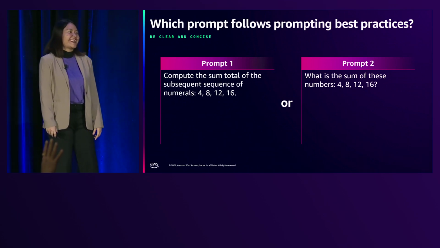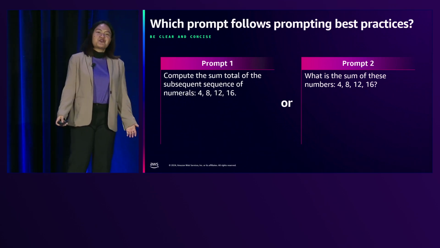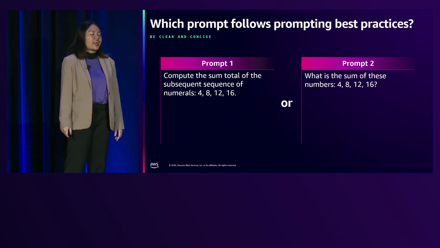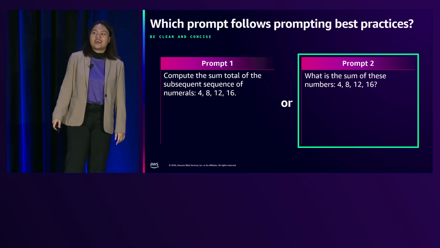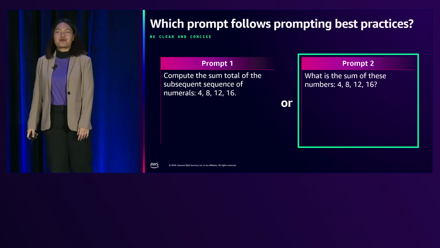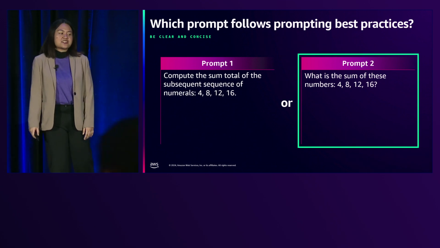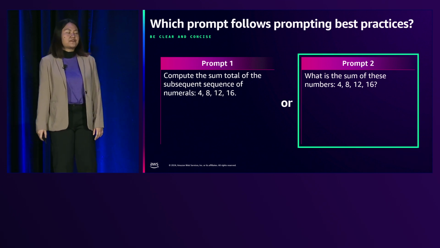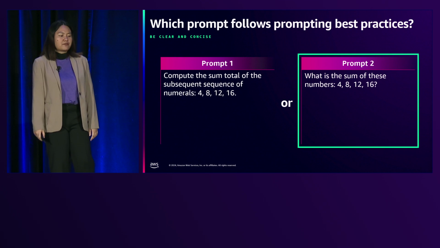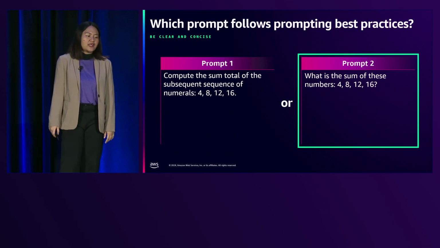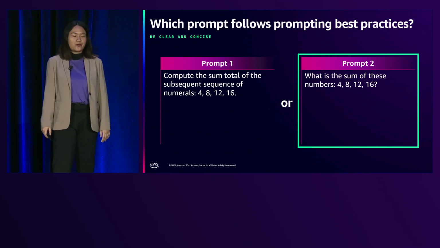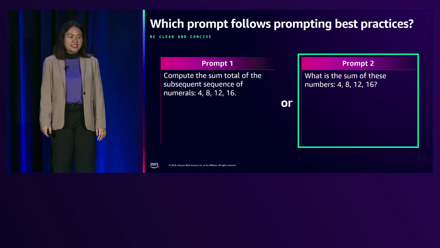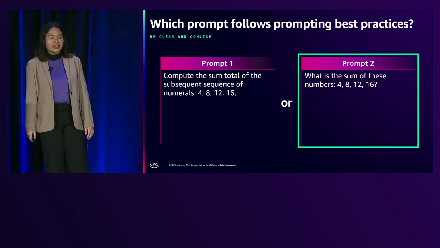All right, that's good. So I see most of you answered prompt 2. So let's see what is the correct answer. Okay, so for those of you who answered prompt 2, that is correct. So you need to be clear and concise. If we take a look, the difference between prompt 1 and prompt 2 is that prompt 2 is much more clear. So you calculate the sum of 4, 8, 12, and then 16 compared to prompt 1.